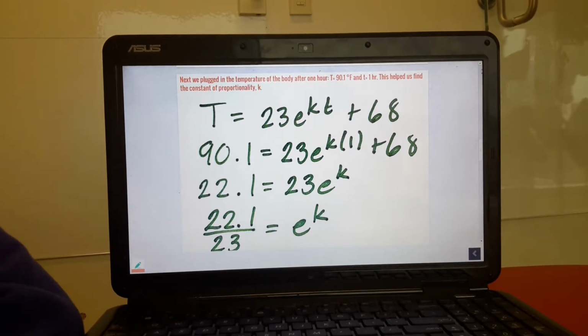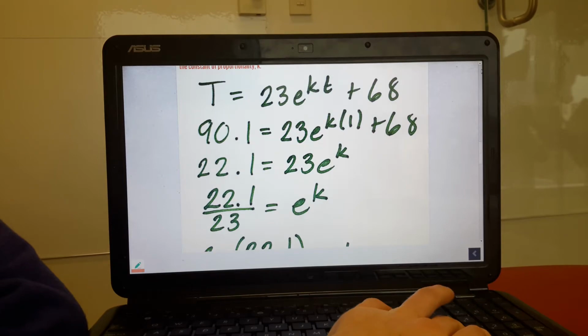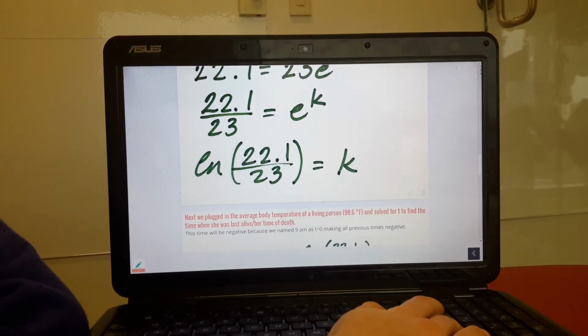Next we plugged in the temperature of the body after 1 hour, which was 90.1 degrees Fahrenheit, and we plugged in 1 hour into lowercase t, and this helped us find the constant of proportionality, which is k. And that's what we got for k.